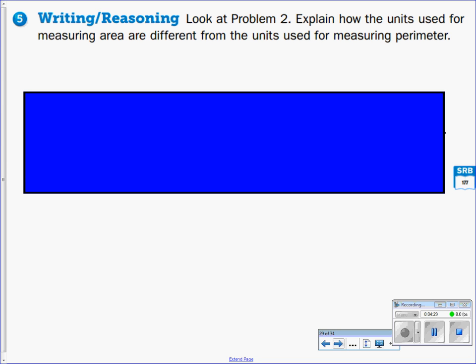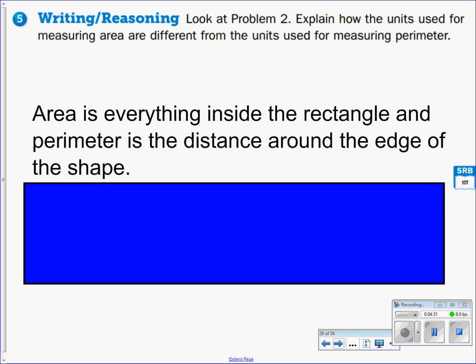And how we find the difference would be the area is everything inside the rectangle, and the perimeter is the distance around the edge of the shape. Perimeter, remember, goes around and around. We add up all the sides, and then we write our answer down. And the area is everything inside it.